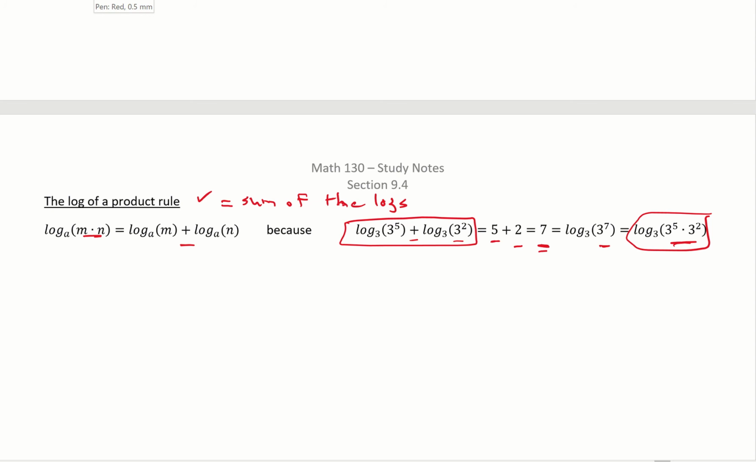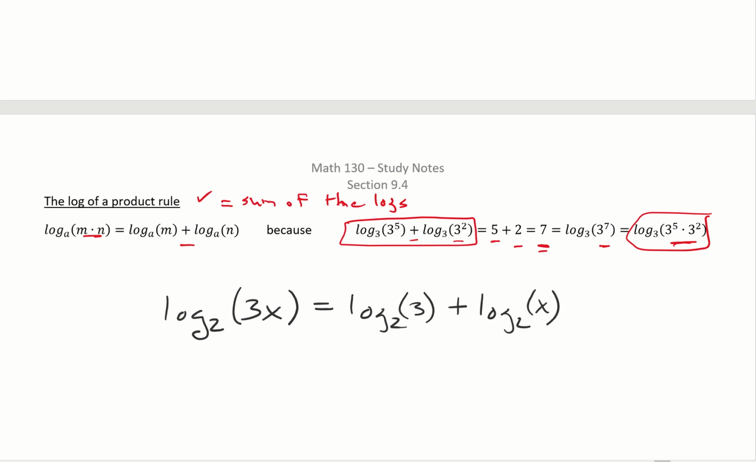So you could have something as an example. You could say, well, log base 2 of 3 times x can be written as log base 2 of 3 plus log base 2 of x, because it's a product. Anytime you want, you can split it apart like that. Or you can put them together.